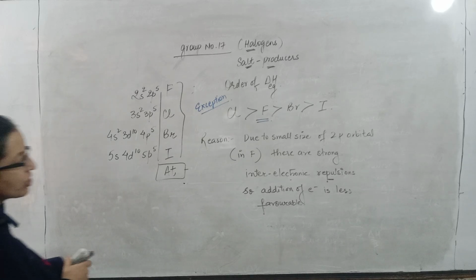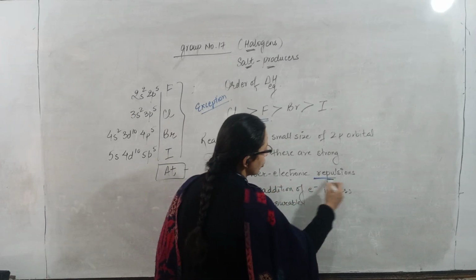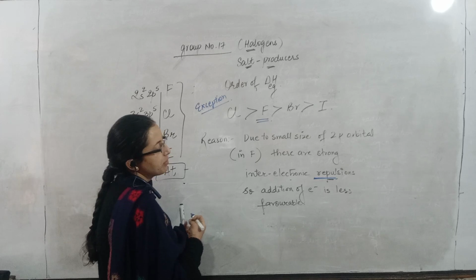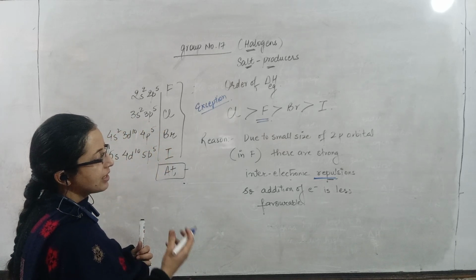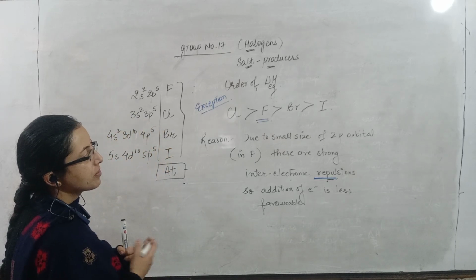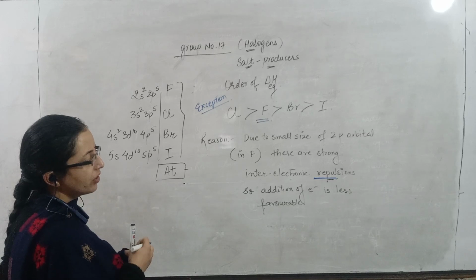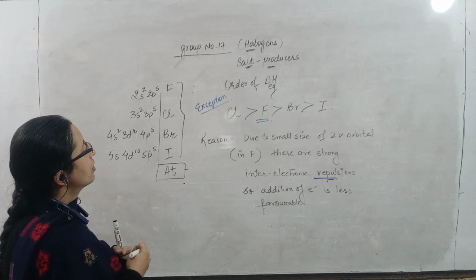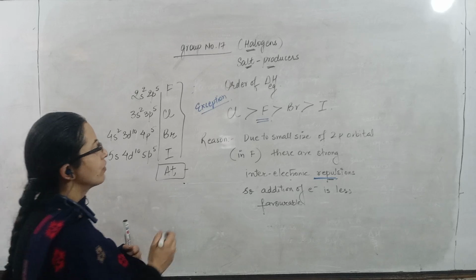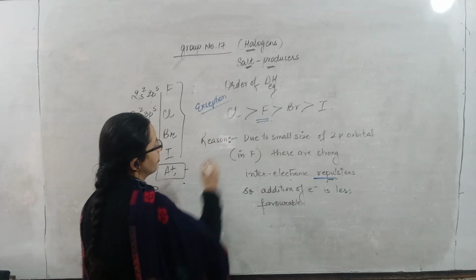Because repulsions are there, the incoming electron will not experience much attractive force, since the repulsions are also strong. So the incoming electron will experience less attractive force, so addition will not be so favorable.